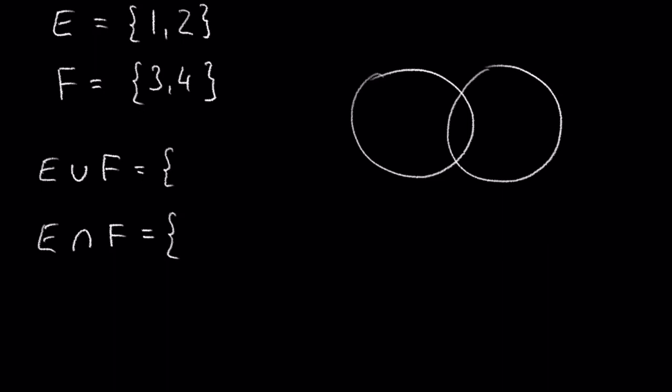Here's another example. Let's say set E contains the numbers 1 and 2, and set F contains the numbers 3 and 4. Feel free to pause the video and try to find the union and intersection between E and F. It's just like before, write all the numbers from set E and F in the union.